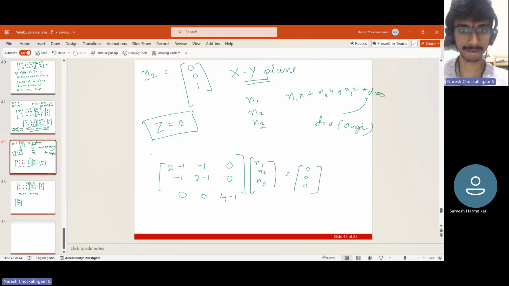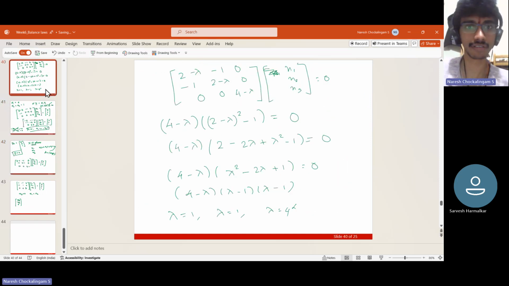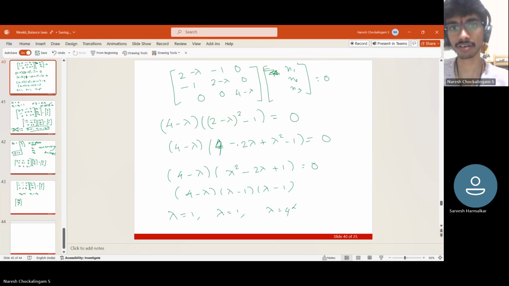Let's see. Where did we solve the characteristic equation? Yeah, 2 minus. This is a 4. Sorry, this is a mistake. This is a 4. This becomes a 3. Yeah, that's what I thought. So this is a mistake. I'm sorry for this. So this is a 4. This is a 3.